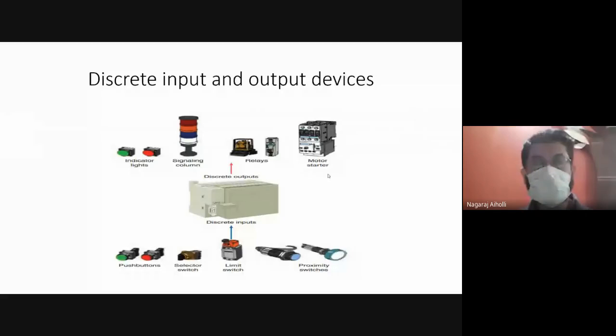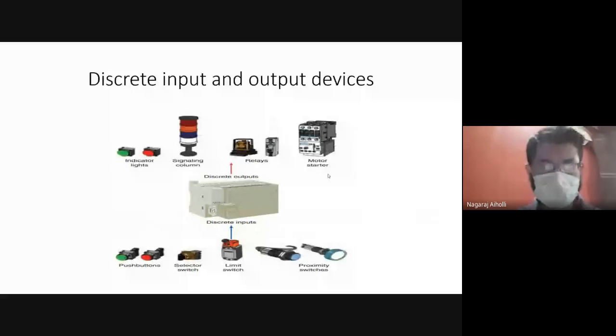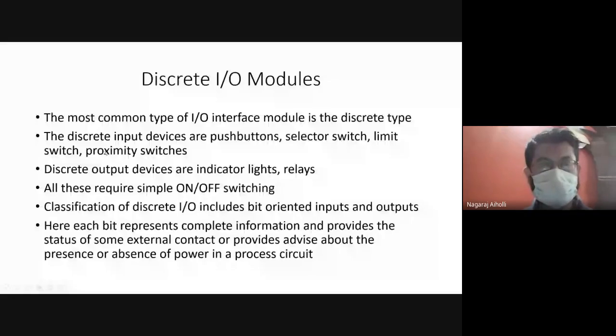So all these are the discrete input and output devices. What are the discrete output devices? Just now we've gone through indicator lights, signaling column, relays, and the motor starter. The discrete input devices are push buttons, selector switch, limit switch, and the proximity switches. Discrete output devices are indicator lights, relays, and other devices. So all these are nothing but on-off switches.